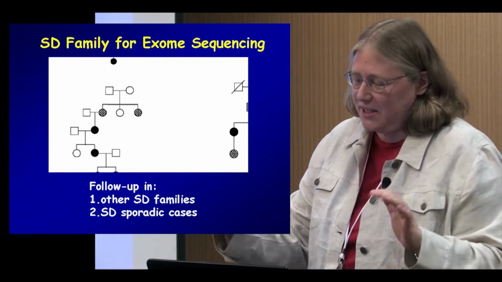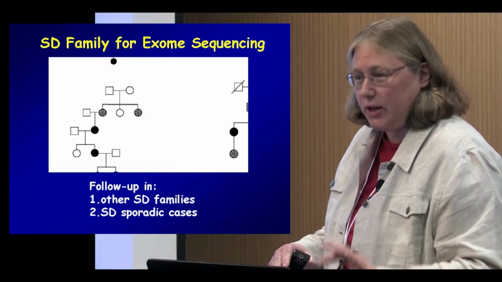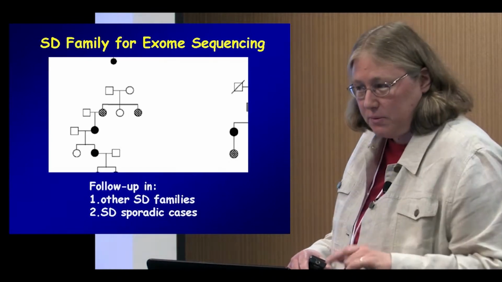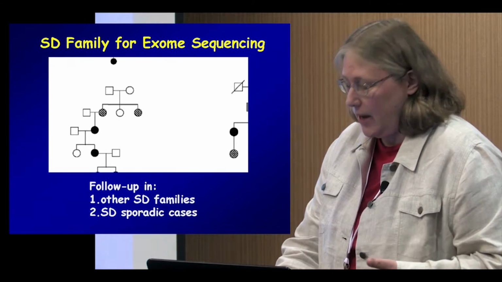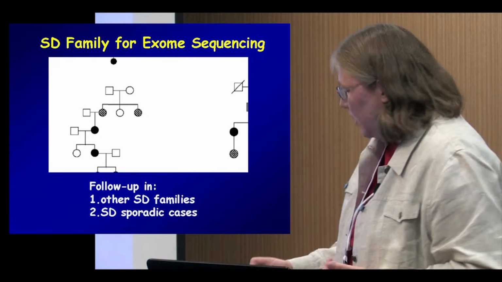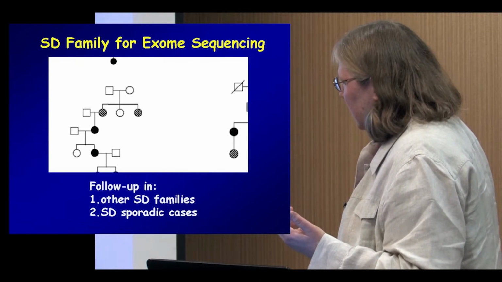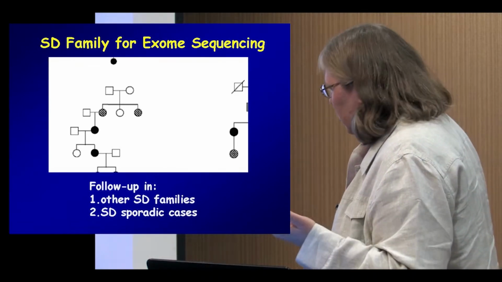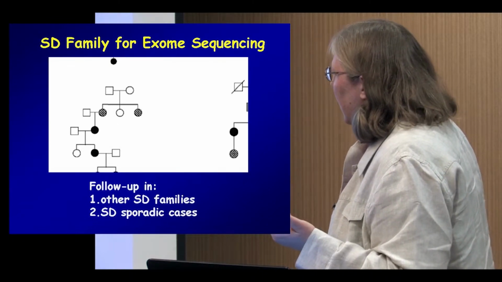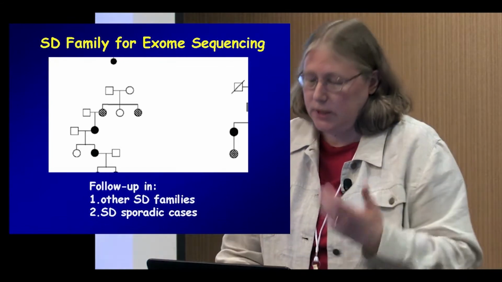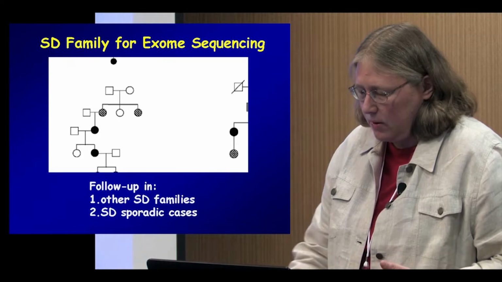This family basically has 3 affected first cousins, and one of those first cousins has an affected child. And so there's 4 affected members in the family, and we're going to exome sequence these guys probably the end of May, beginning of June. And so then what we'll follow up on is if we can find a variant that is only in this family and in an interesting gene, then we're going to look in other SD families in the same gene and also in SD sporadic cases and ask if this gene is important in those other populations.